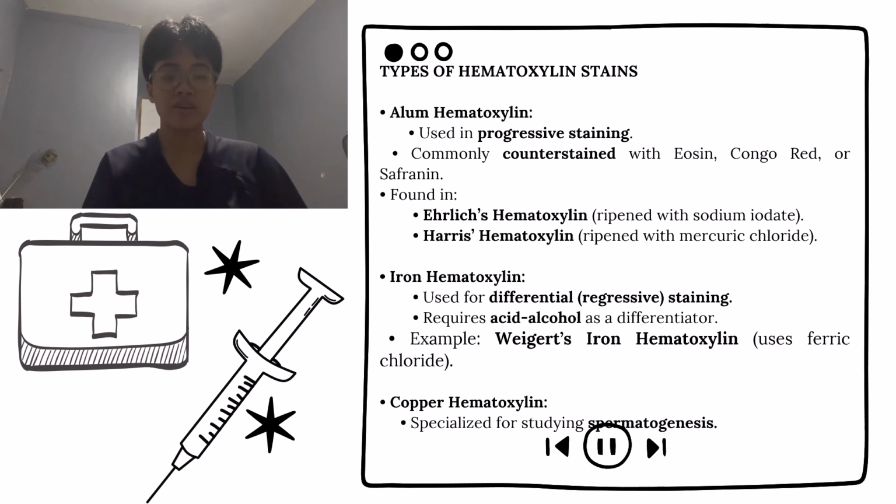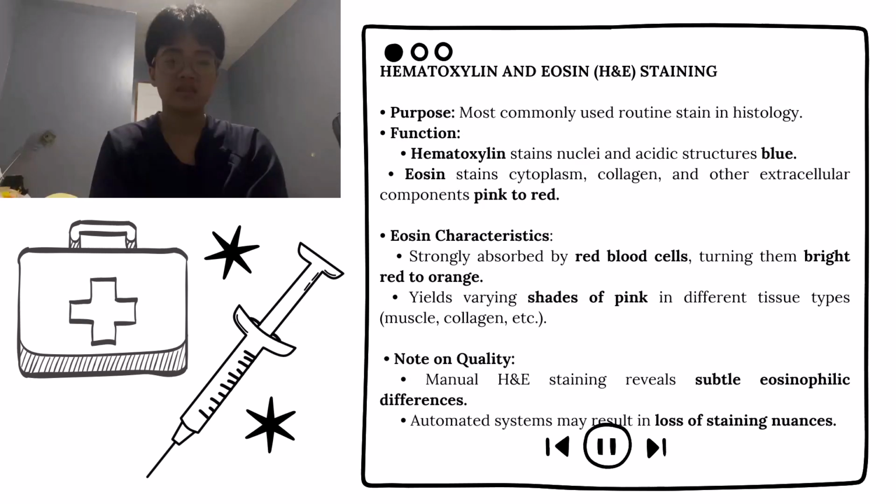Number 2. Iron hematoxylin, used in regressive or differential staining, requires acid alcohol for differentiation. Example: Weigert's iron hematoxylin uses ferric chloride. And number 3. Copper hematoxylin, a specialized stain used for studying spermatogenesis.